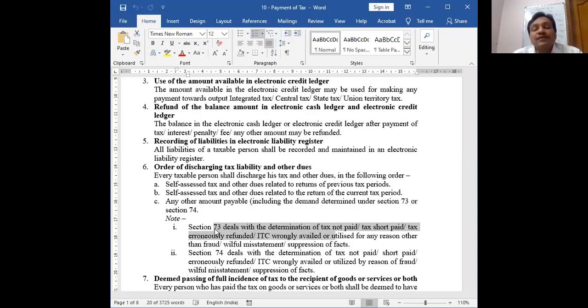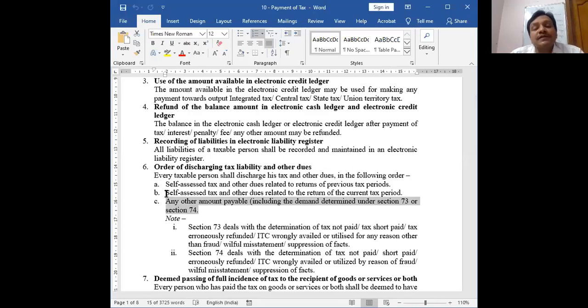So if on that basis the department comes to know that, for example, 5,000 tax is not paid by you, that is the third stage. First, clear all the previous year dues which you think are true. That is why we say self-assessed. In the second stage, clear all your current year dues which you think are due. And in the third stage, you have to clear those dues which are payable under section 73 and 74.